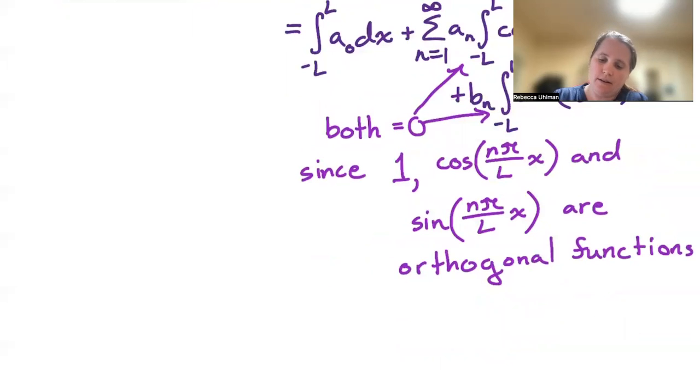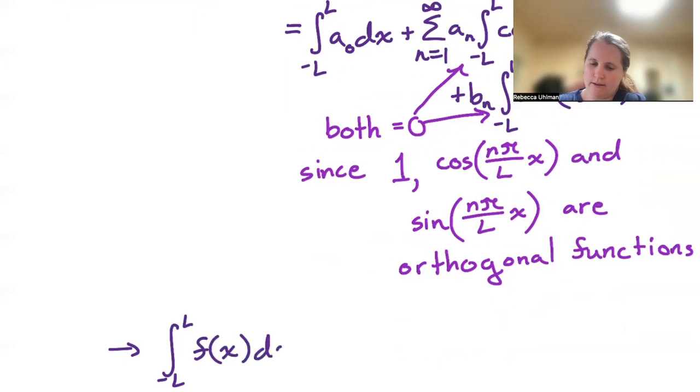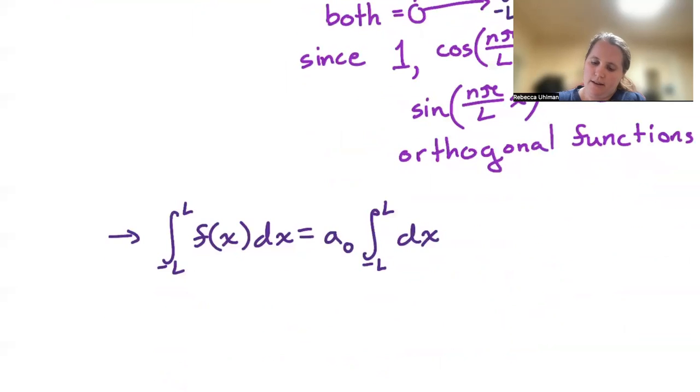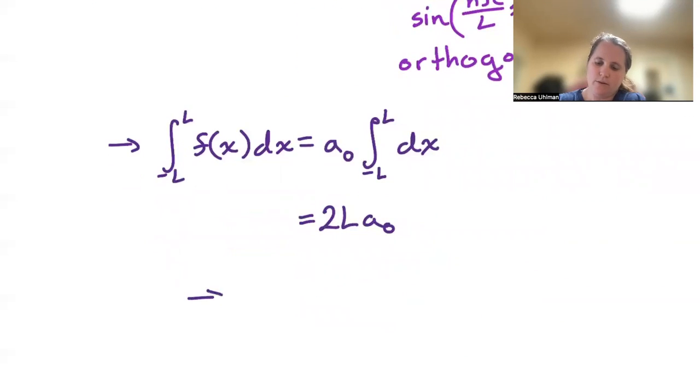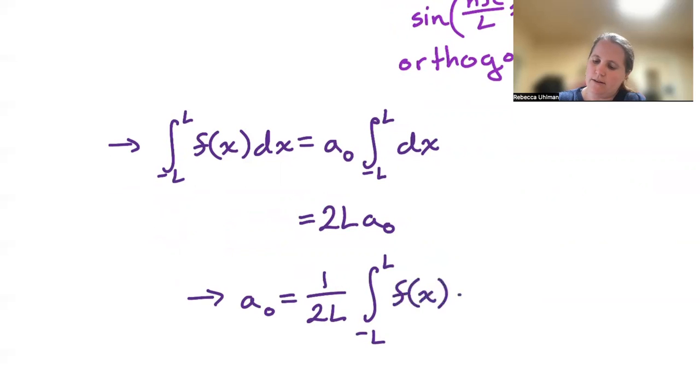So what we get then is that the definite integral from negative L to L of f of x dx is equal to just a naught times the definite integral from negative L to L dx. This is just 2L times a naught on the right-hand side. And so dividing through by 2L, we get that a naught should just be 1 over 2L times the definite integral from negative L to L of f of x dx.